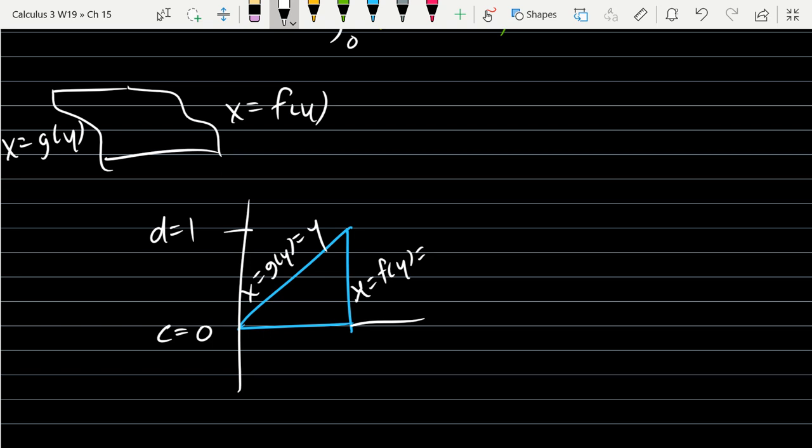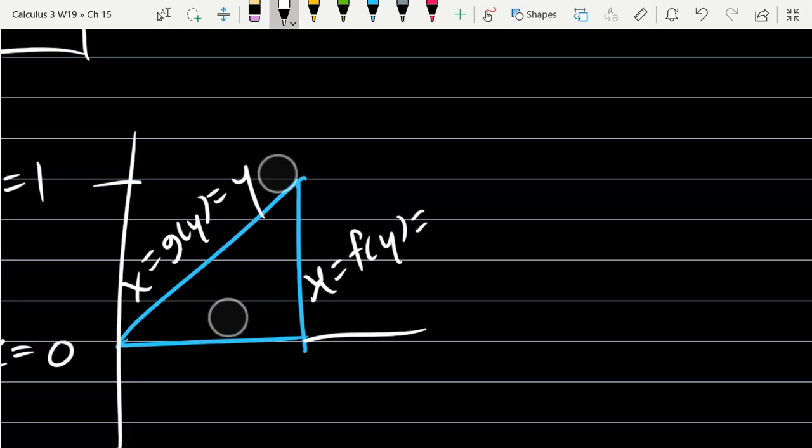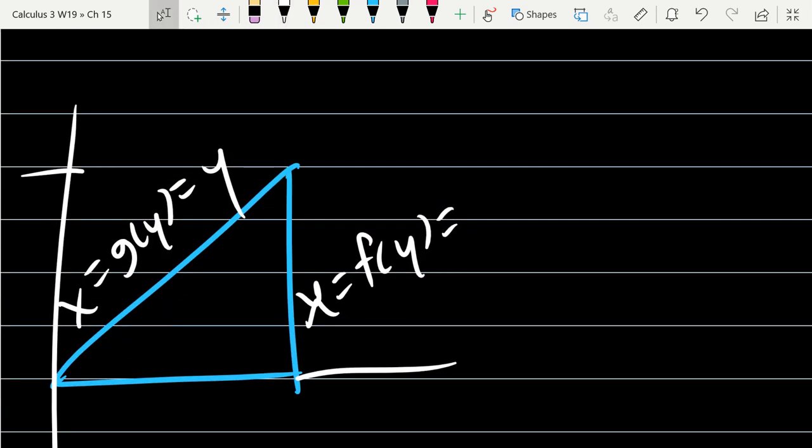Our original equation was x equals y. So you solve it for x, it's already solved for x. You solve for y, it's already solved for y. There's no real work to do. Now, f of y. Does the right curve depend on y? It's constant. What constant is it? This is 1, so the x value is always 1.